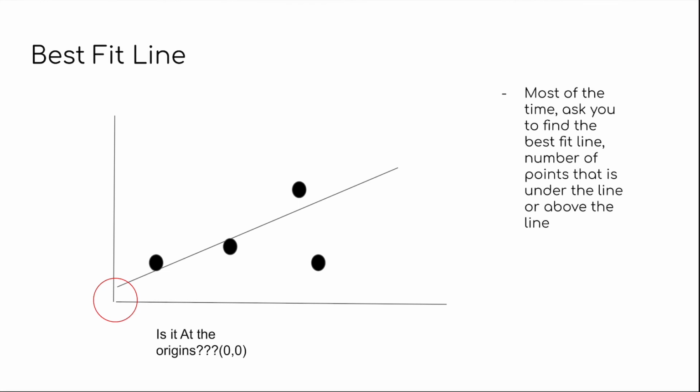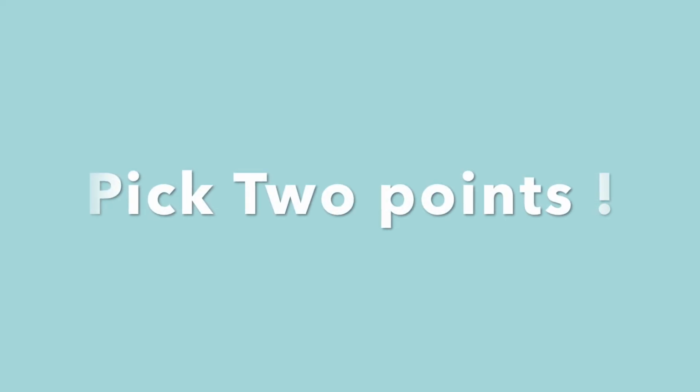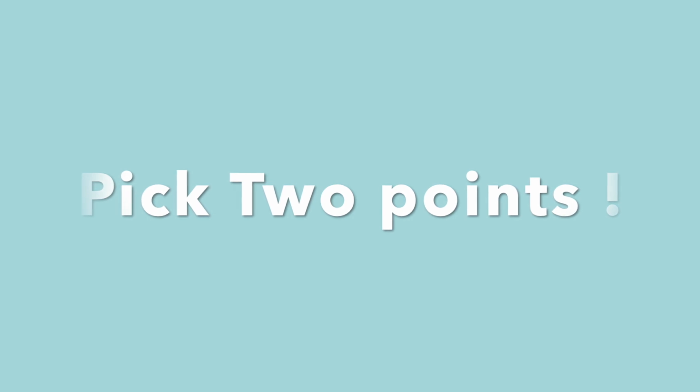Commonly, they will ask you to find, for the best fit line, the number of points that are under the line or above the line. My advice is to simply pick 2 points from the graph and calculate the slope.